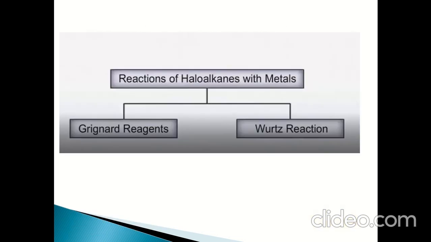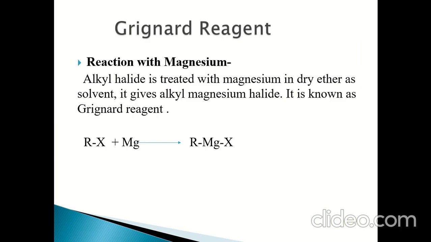Reaction of haloalkane with metals. Now there are two types of reaction, Grignard reaction and Wurtz reaction. Grignard reagent: alkyl halide is treated with magnesium in presence of dry ether to give alkyl magnesium halide, and this is known as Grignard reagent. So alkyl magnesium halide is formed when alkyl halide is treated with magnesium.